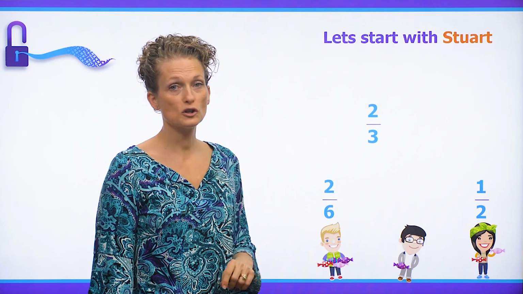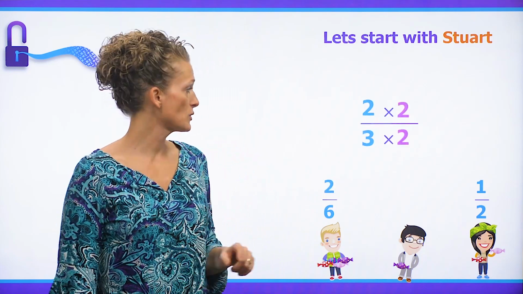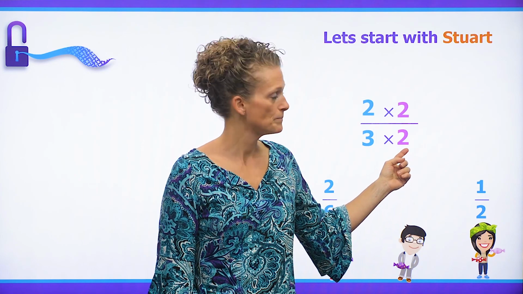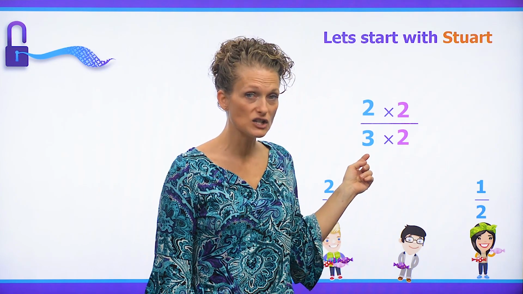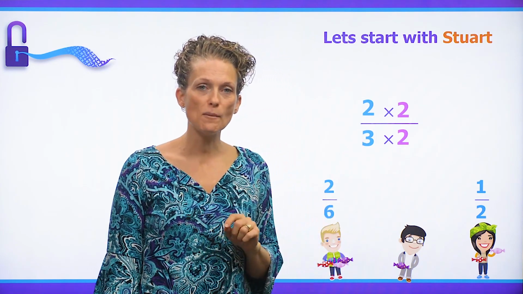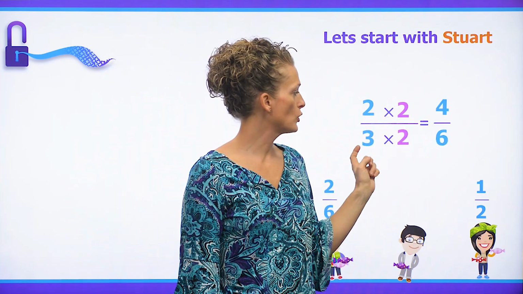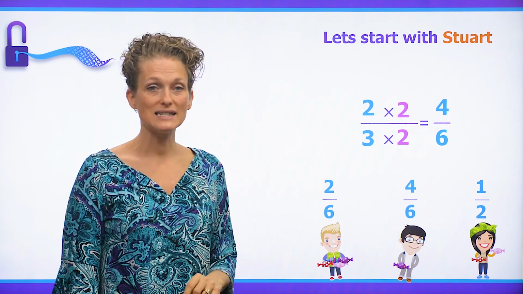Here we have 2/3, and that means we're going to have to multiply 3 by 2 in order to get 6. If we multiply the bottom by 2, we have to multiply the top by 2 so that we don't change the value. 2 times 2 is 4, and 3 times 2 is 6.